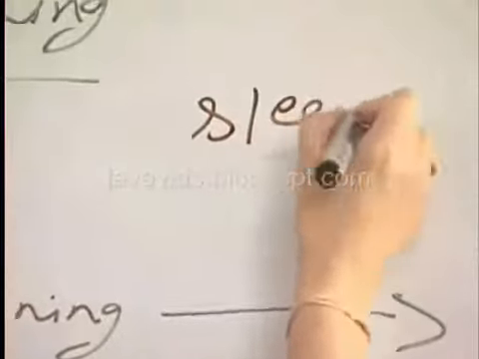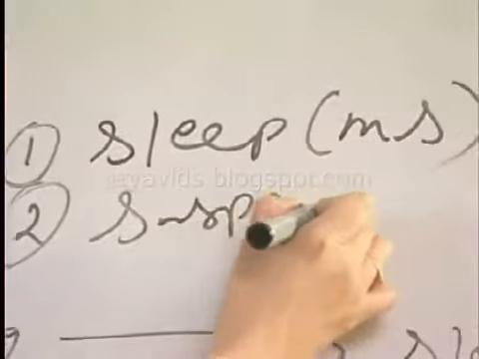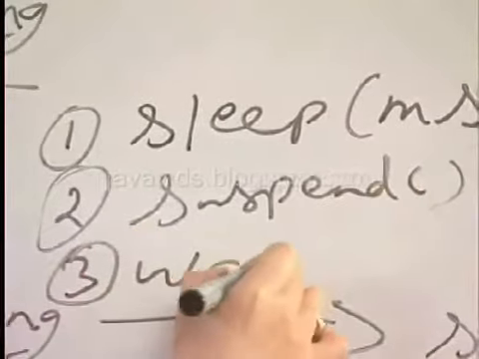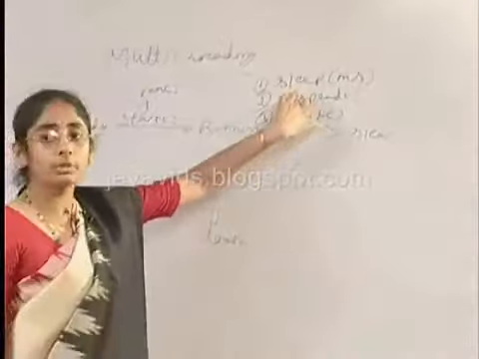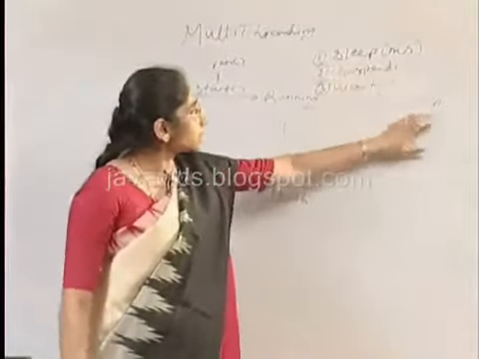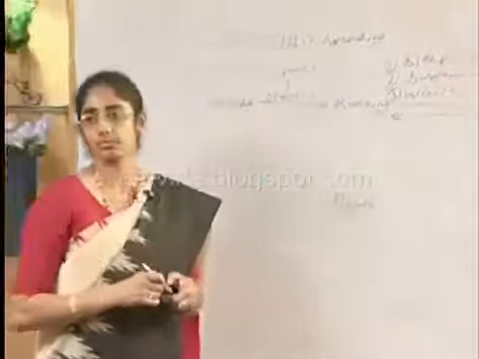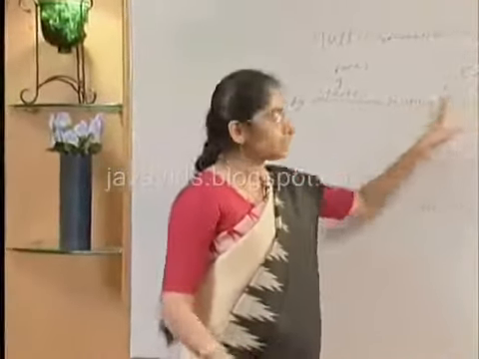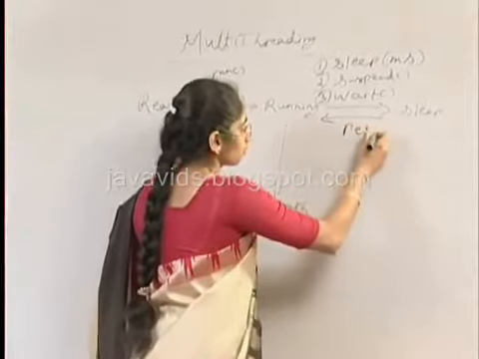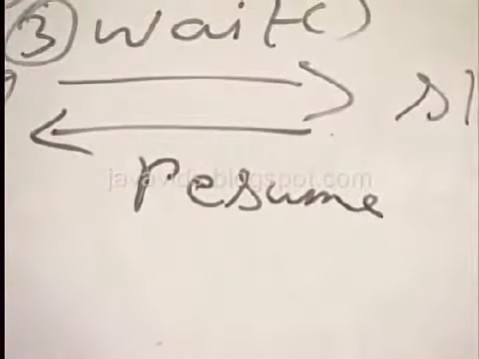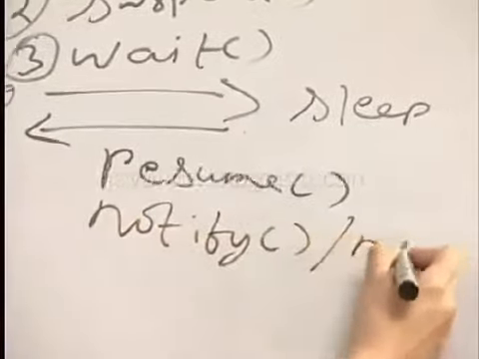That is using the sleep method, which takes milliseconds as a parameter, using the suspend method, or using the wait method. If we use the sleep method to put a thread into a sleep state, the thread will be in a sleep state till the specified number of milliseconds, after which it will automatically come back into a running state. If you call suspend, to bring it back from the sleep state to a running state, we need to call resume. If you call wait, then you need to call notify or notifyAll.